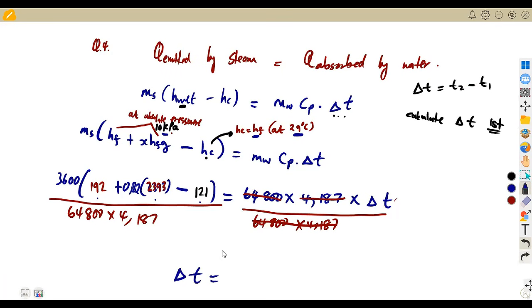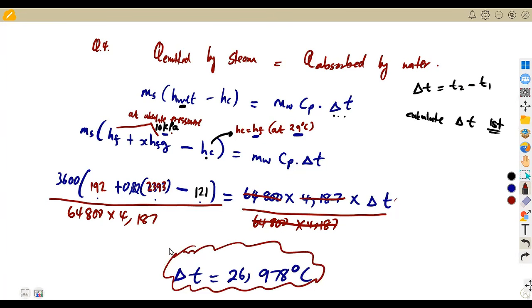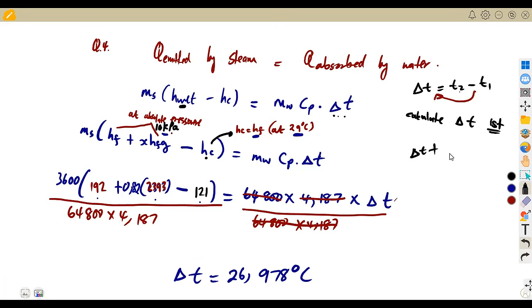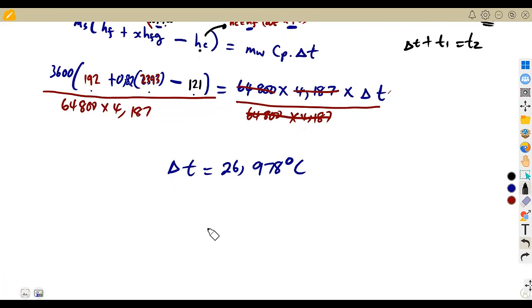I'm remaining with the change in temperature in this case. So my change in temperature from this simplification is going to give me 26.978 degrees Celsius. So if this is the change in temperature, that is not our question here. The question is not to calculate the change in temperature, but the question is to calculate T2. So in order for us to have T2, we are just going to transpose T1 this side. So it means the change in temperature plus T1 is equal to T2.